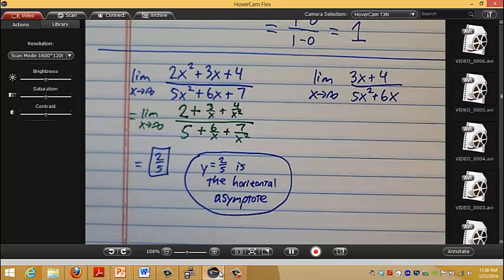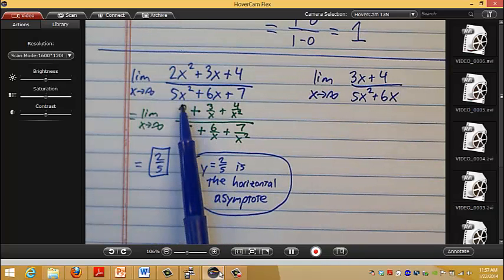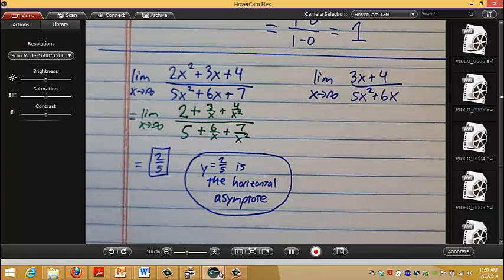Now, does every function have a horizontal asymptote? No. These do. These are what you might call rational functions. They're fractions. What's the fast way to come up with 2/5? Well, if x is squared by the same number on the top and the bottom, it just ends up equaling the integers.